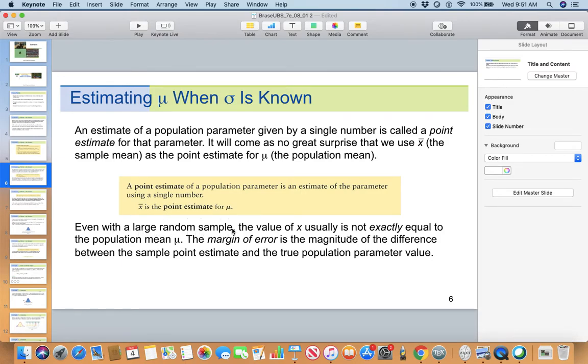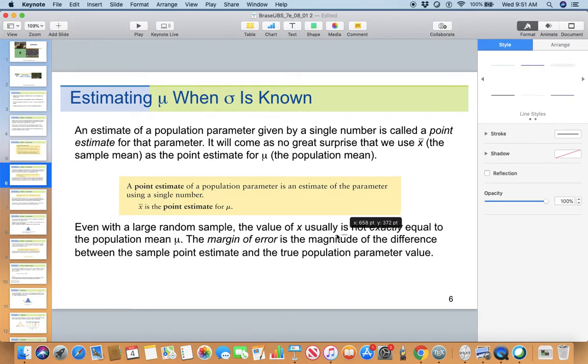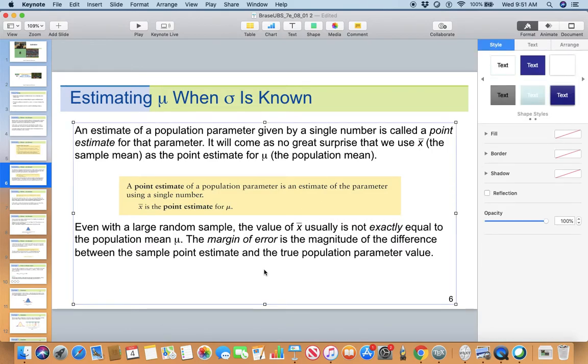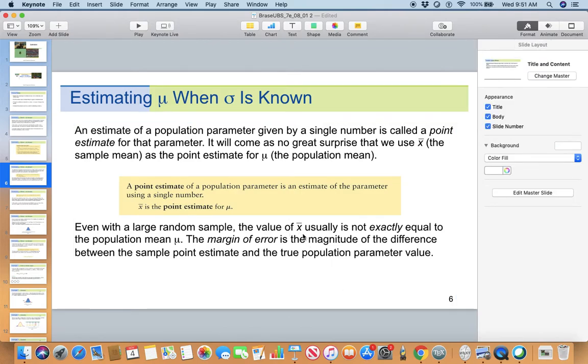Even with a large random sample, the value of x bar usually is not exactly equal to the population mean mu. The value of x bar, the sample mean, is usually not exactly equal to the population mean. There is a margin of error. The margin of error is the magnitude of the difference between the sample point estimate and the true population parameter value.